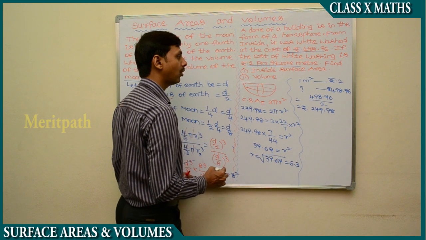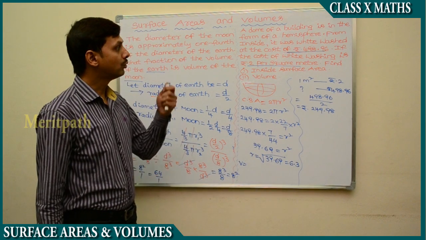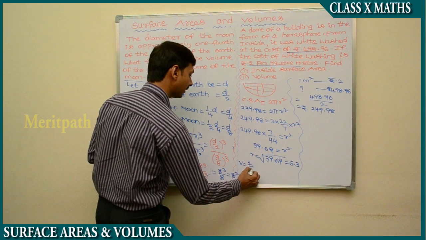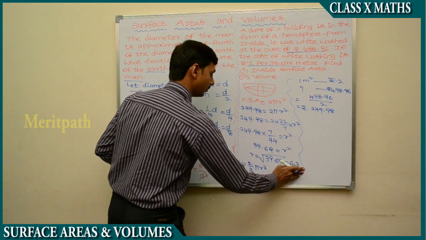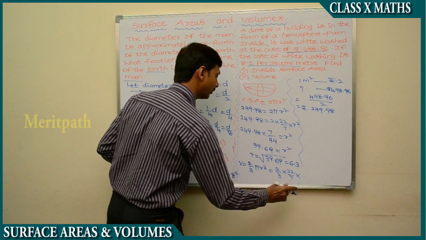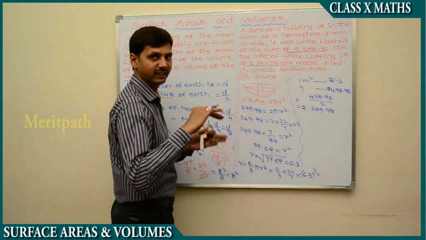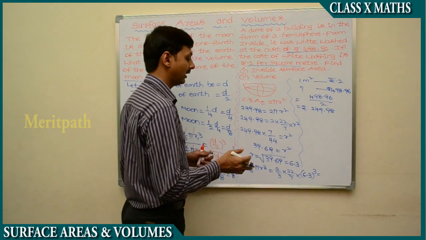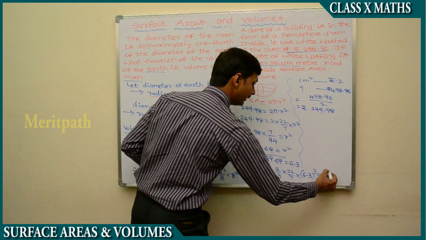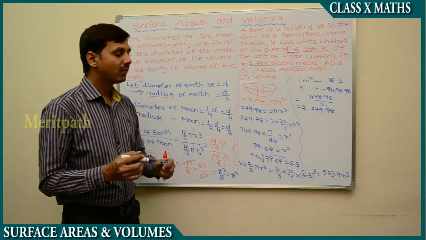So we need to find the volume of it. So the volume of this hemisphere is 2 by 3 pi r cube. So this is 2 by 3 into pi, which is 22 by 7, into r cube. R we know is 6.3, whole cube. So 6.3 into 6.3 into 6.3, 3 times we need to multiply. So let's do the simplification of it. After simplification, we get 523.9 meters cube. So this is the volume of the hemisphere.